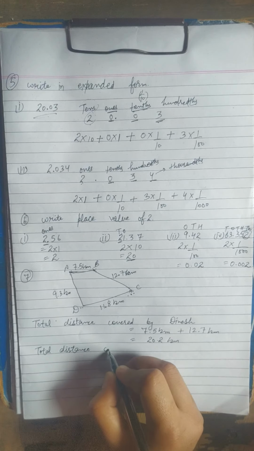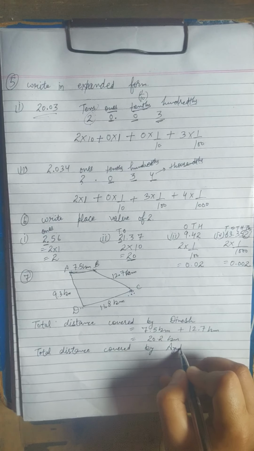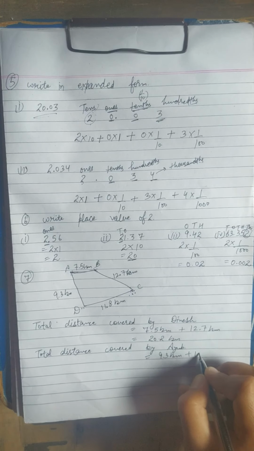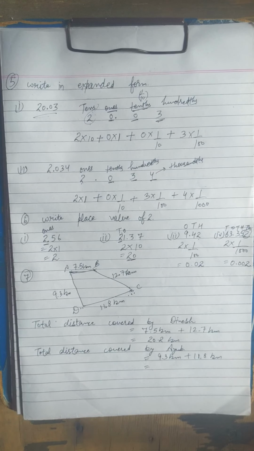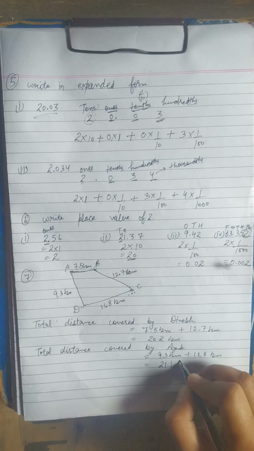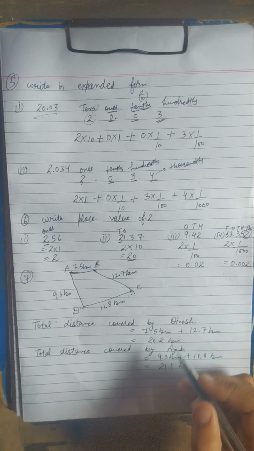Now we will find the total distance covered by Ayub. This is equal to 9.3 kilometer plus 11.8 kilometer. When you add these two numbers, what do you get here? 21.1 kilometer.